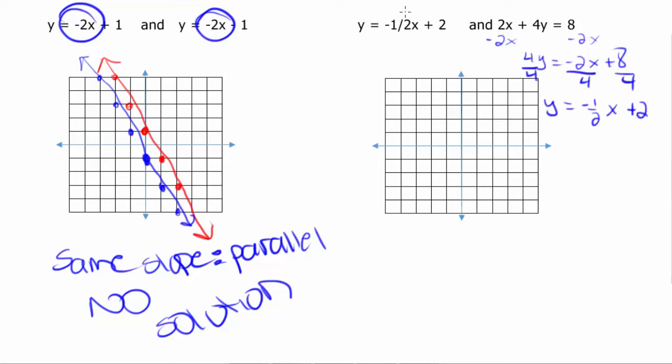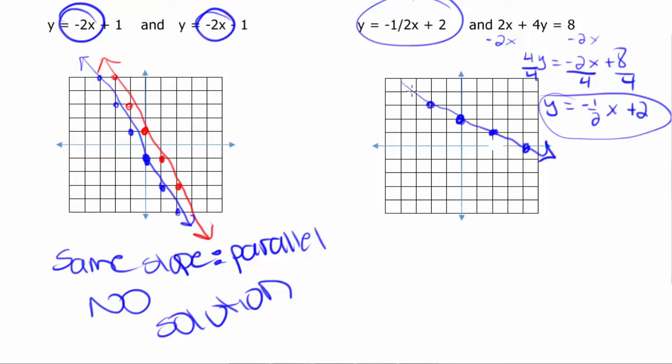Now, what do you notice about these two equations? I'll go to graph it. Plus 2, down 1, over 2, down 1. Whoops, I went down 2, didn't I? Let me erase it. Okay, so down 1 over 2, down 1 over 2 is the same as up 1 over 2.